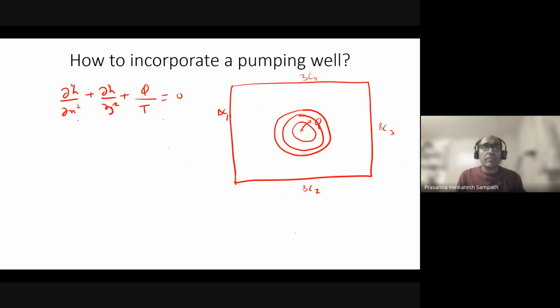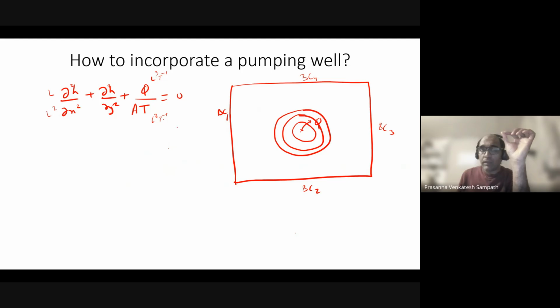What are the dimensions of the first term? It will be length divided by length square. So that's L^-1. This will also be length divided by length square. That will also be L^-1. Q is L³T^-1. And T, which is transmissivity, is L²T^-1. So I have L³T^-1 divided by L²T^-1. That gives me L in the numerator. So I have to divide it by the area of the cell.